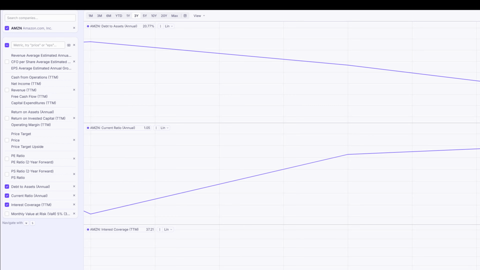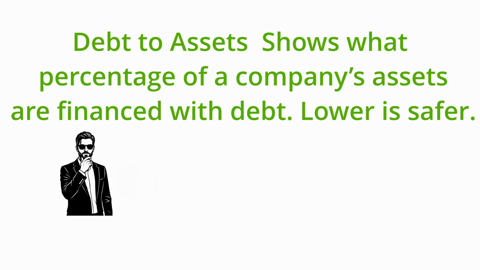Indicators that tell us if a company is healthy, and we're gonna focus on these 3 ones: the debt to asset, current ratio, and interest coverage. Debt to asset shows what percentage of company assets are financed with debt. The lower, of course, is safer.